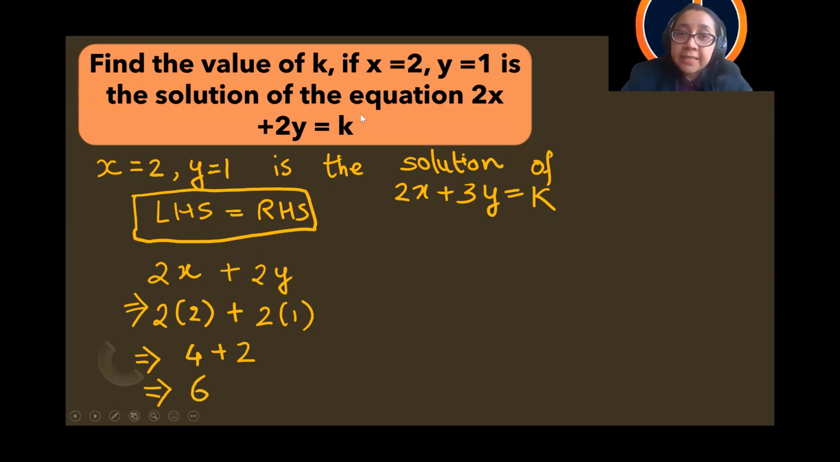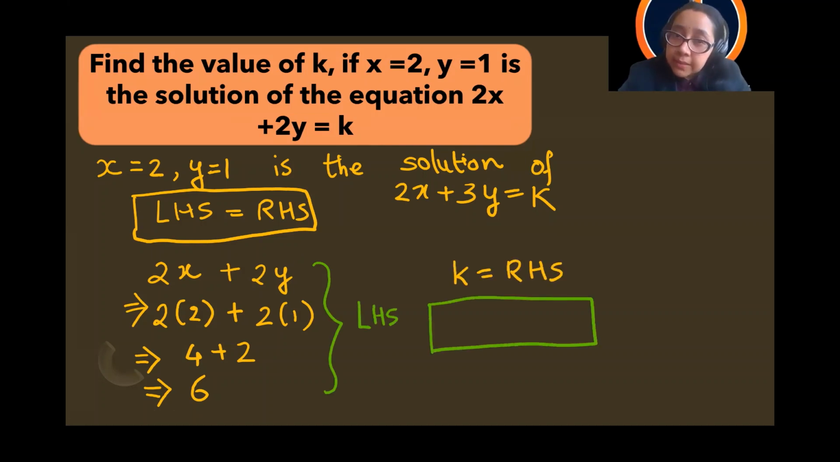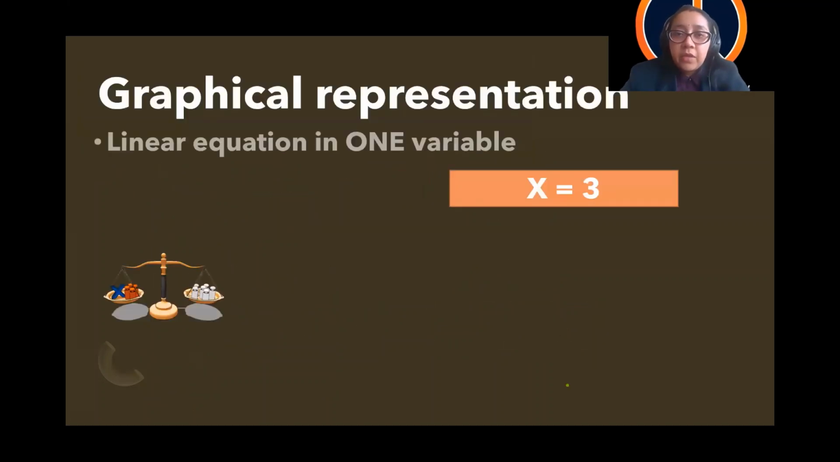And what is RHS here in this equation? RHS is k, right? And it is given it is a solution. So LHS will be equal to RHS. And hence we can say that the value of k will be 6. So here k equal to 6. Since it is already given that it is a solution, we can assume that LHS will be equal to RHS. Understood? Okay. Now, let's start with the graphical representation.